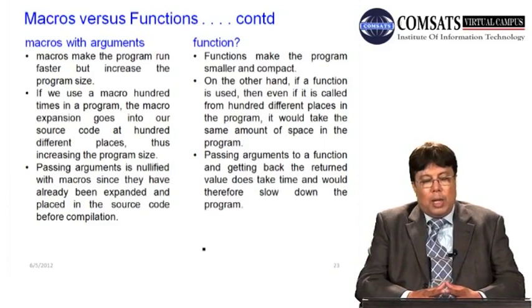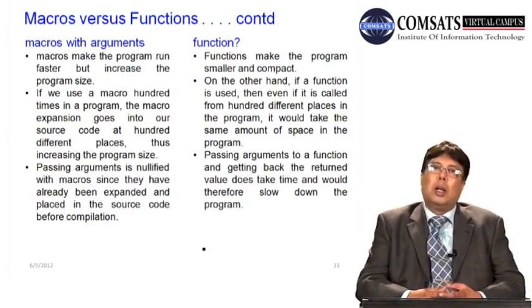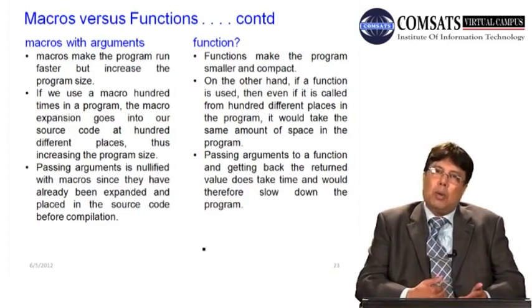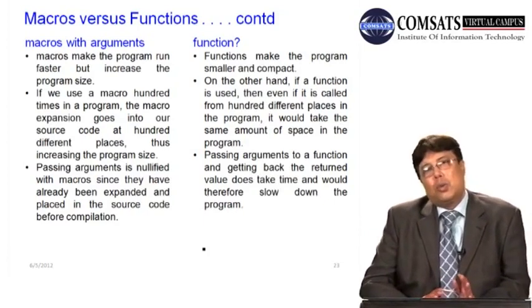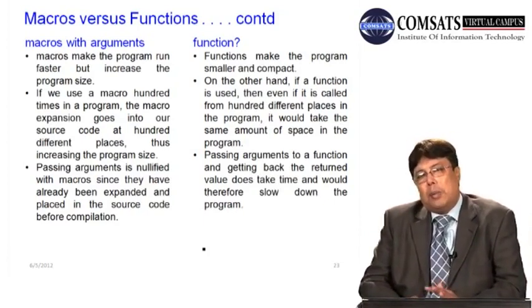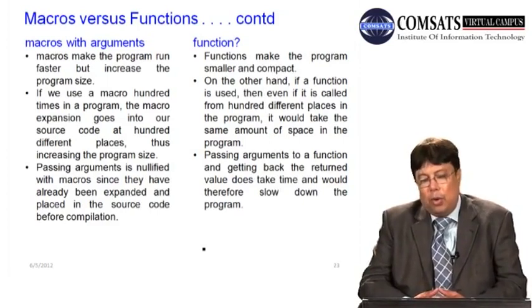मैक्रो में क्या है, passing argument is nullified when with macros since they have already been expanded and placed in the source code. वो जो illusion में आपको बता रहा हूँ ना arguments के pass on होने की, वो तो compiler तक पहुँचती नहीं है क्योंकि all the translation is done before that. प्री-प्रोसेसर वो ट्रांसलेशन कर देता है, फिजिकली उसको expand कर देता है, इसलिए आपकी वो जो arguments की passing है वो नहीं होती. Whereas the passing argument to a function and getting back the returned value does take time, okay, and would therefore slow down the program.